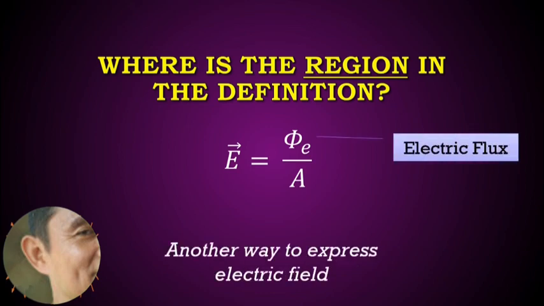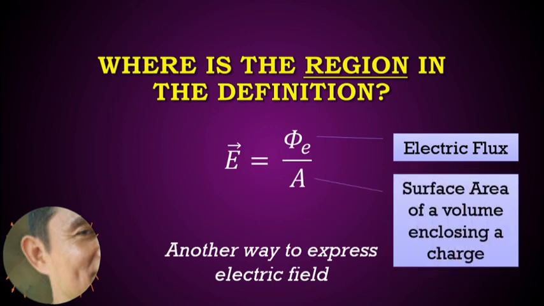Well, another way to define electric field is this one. This one is an electric flux, a topic that will be discussed after the next video. And then, this one is the surface area of a volume enclosing a charge. So, you have a charge, imagine a volume occupying that, and this is its surface area. Now, you might wonder what the connection is. Well, it's because that's another way of defining electric field, and in fact, any field for that matter. There's always what you call a flux. You can also apply this to gravity.